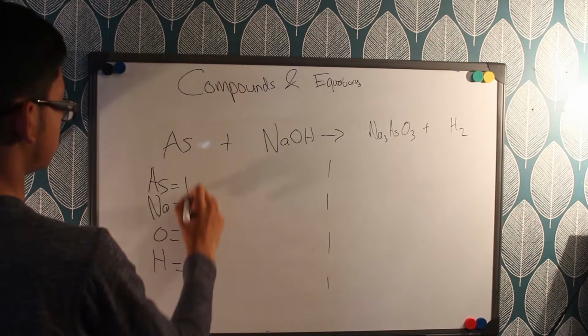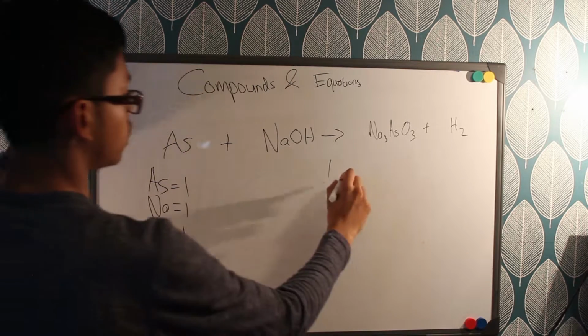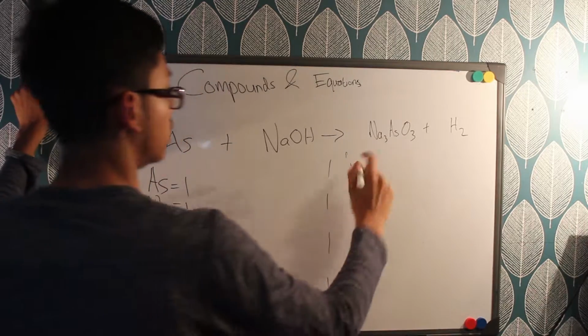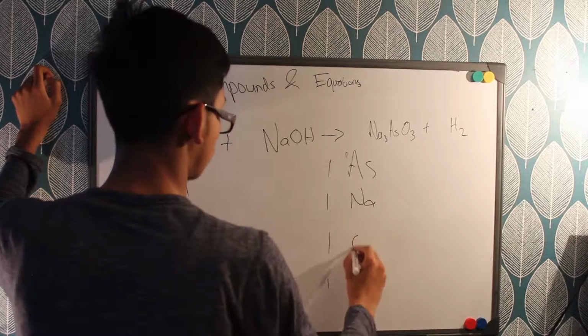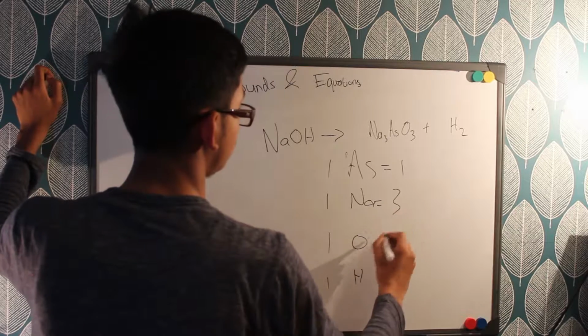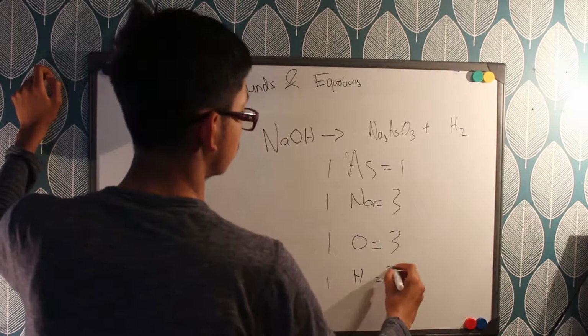So we got 1 arsenic here, we got 1 sodium there, 1, just 1 everywhere. And then let me just line them up so it's way better. So we got arsenic, sodium, oxygen, and hydrogen. We got 1 arsenic, 3 sodium, 3 oxygen, 2 hydrogen.